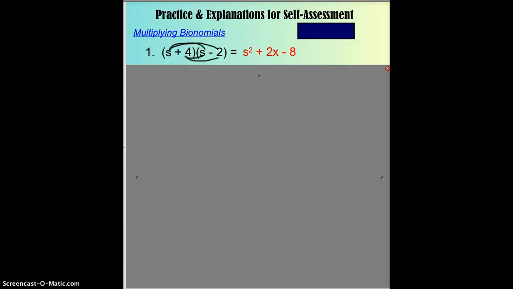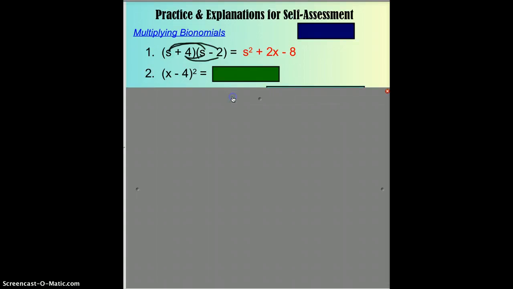You should have gotten s squared plus 2x minus 8. S times s is s squared. S times -2 is -2s. 4 times s is 4s, and 4 times -2 is -8. And you can combine the middle terms for a positive 2x.